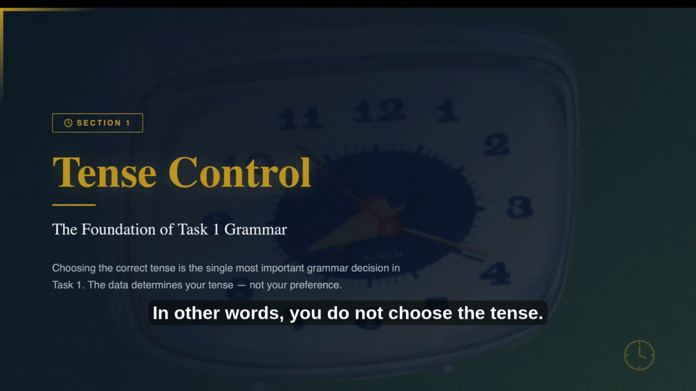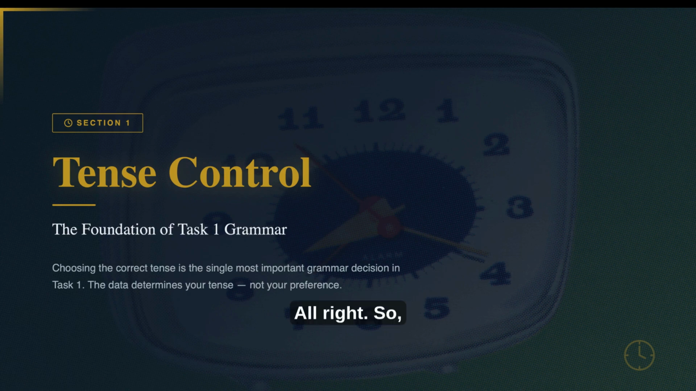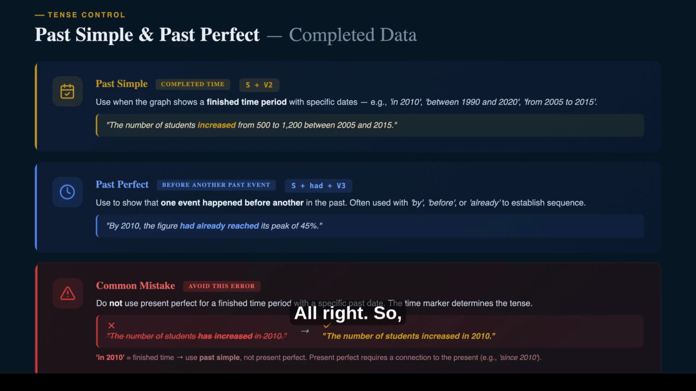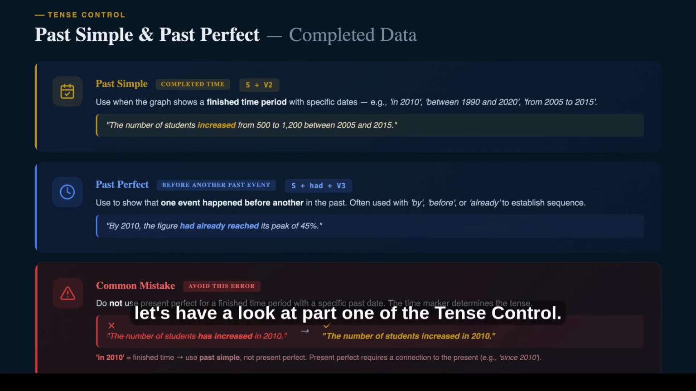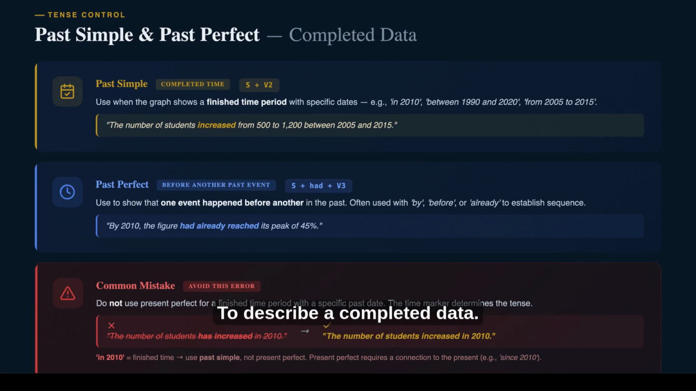In other words, you do not choose the tense. You have to be flexible, depending on the given data in your writing task 1. All right, so let's have a look at part 1 of the tense control. We're talking about simple past tense or past simple, past perfect, or perfect past, whatever you want to call it, to describe completed data.